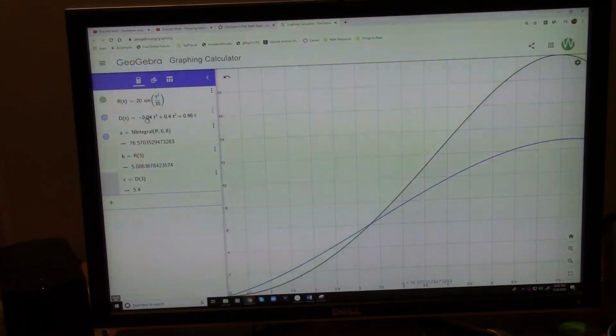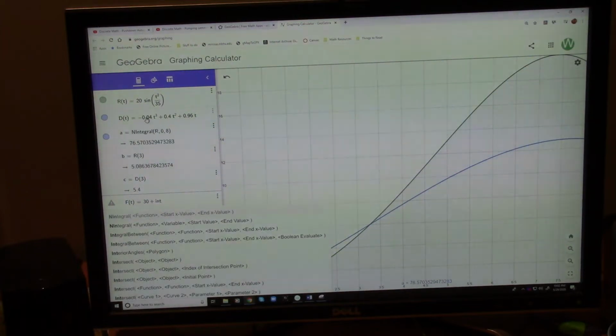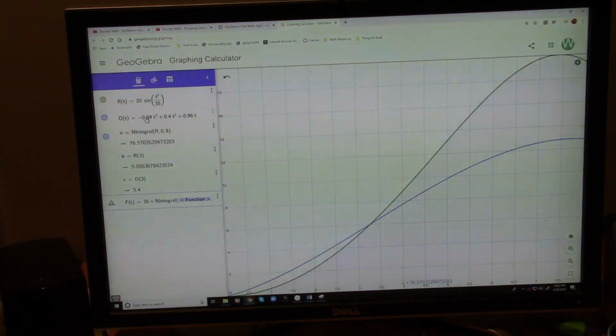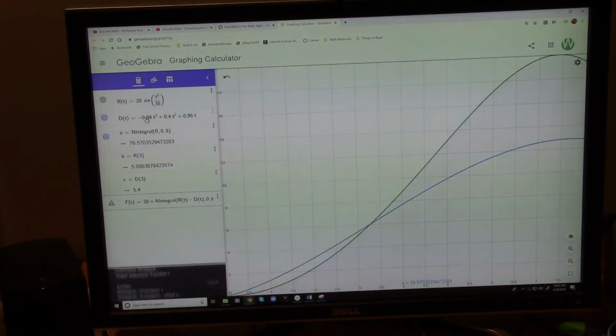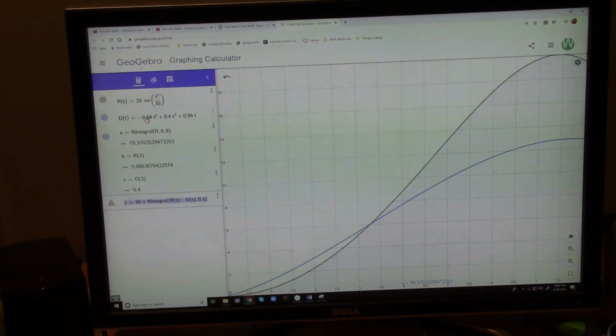And then the other thing was, I guess I should write this F function. Can I do this even? Yeah, I guess I can. F is going to be 30 plus, I wonder if it will let me do this, plus the integral, I bet not. Well, I don't know. The integral of the r minus d function, so R of t minus, I think you can maybe just type D also, and then from 0 to t. I wonder if that's allowed. No, it doesn't like that. Okay, well anyway, I don't really need this.